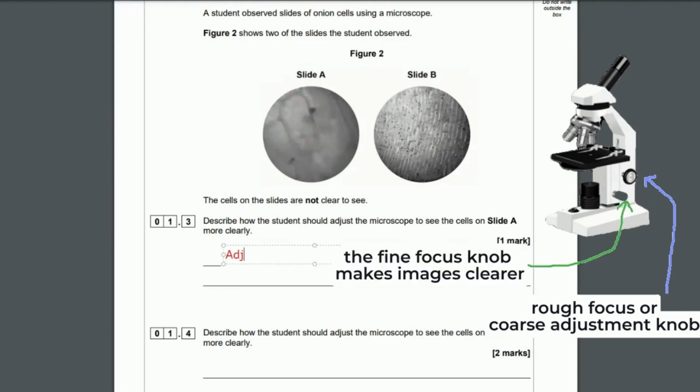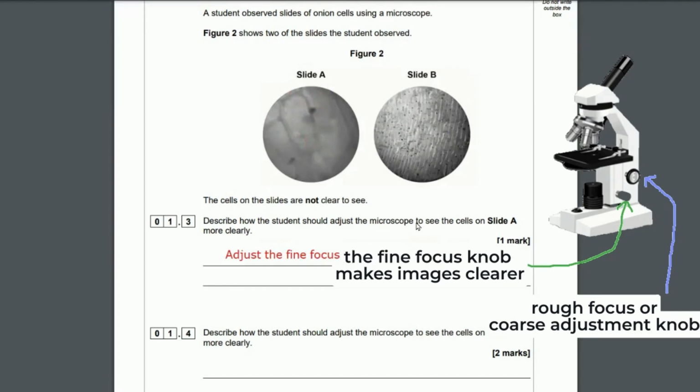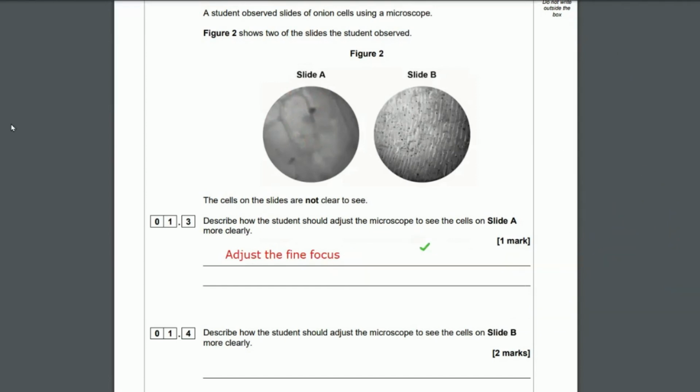So adjust the fine focus. You can use the word knob if you like, if you get excited about that. But anywho, let's move on. 1 mark. Right, let's go.